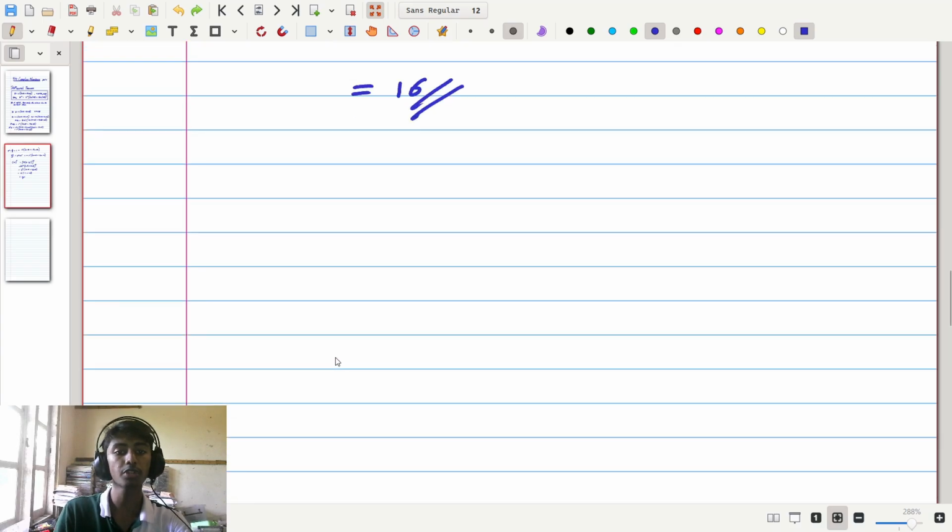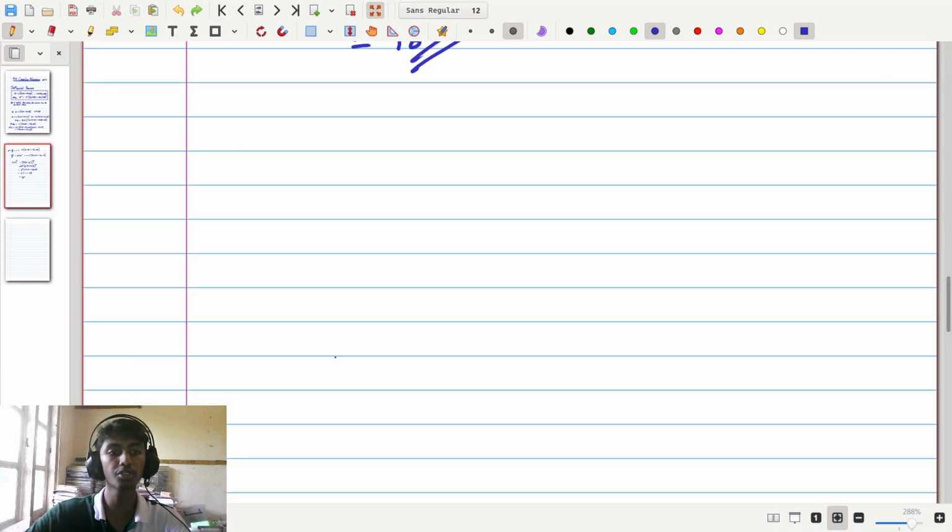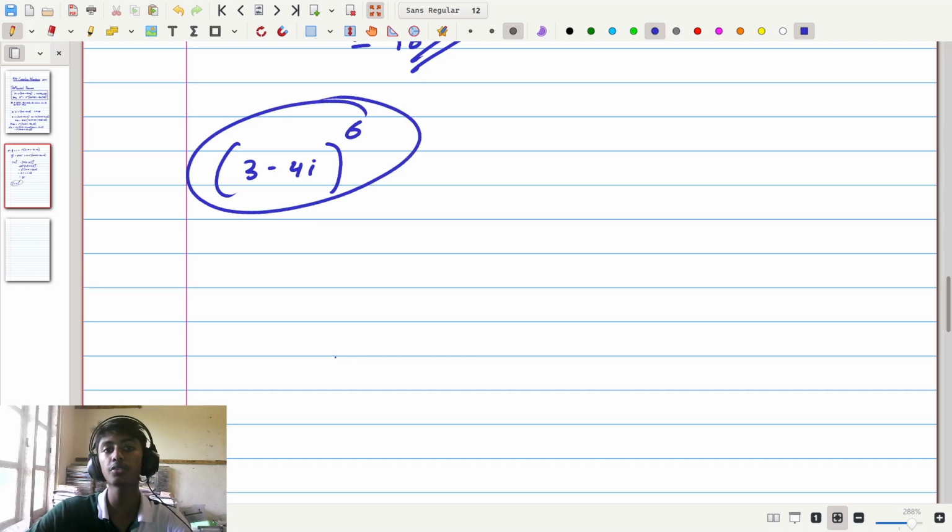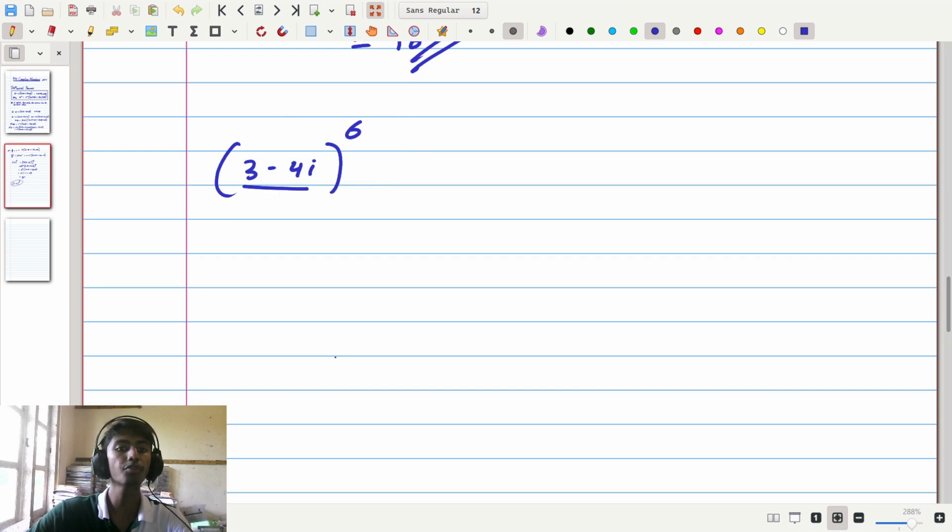Now I recommend you try your own with some things like this. You could of course try something like, let's say, 3 minus 4i raised to the power of, let's say, 6 or something, and here you would have to convert this into some kind of angular form. We know if you have 3 and 4, then the total size is going to be 5, since 3 squared plus 4 squared is going to be 9 plus 16, which is 25. Take the square root, you get 5, and therefore we could write this as 5 times the cosine of an angle plus i sine of the angle.